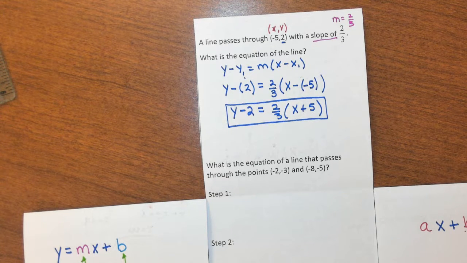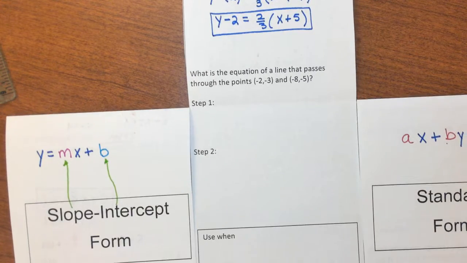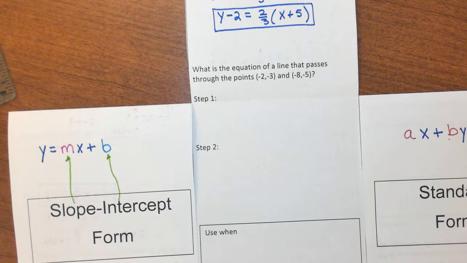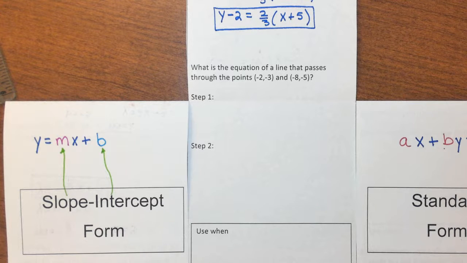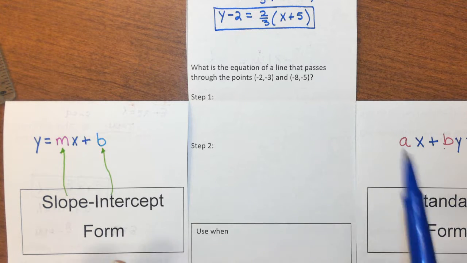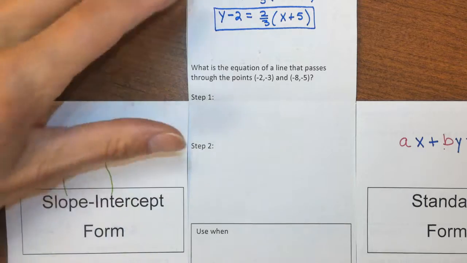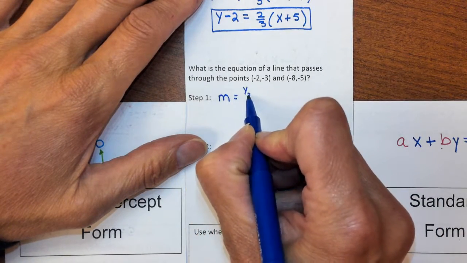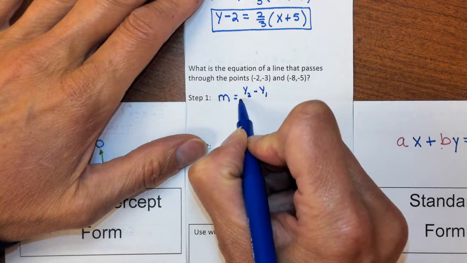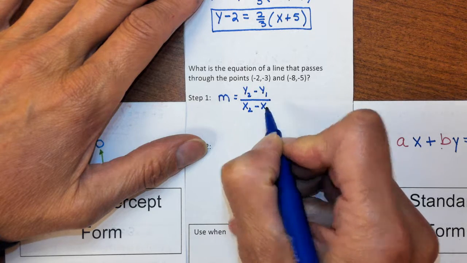So then the next section that we have is what is the equation of a line that passes through the points -2, -3, and -8, -5. So here I'm given points, I'm not given a slope. So whenever I have that situation, I have to find the slope first. So my slope is y sub 2 minus y sub 1 divided by x sub 2 minus x sub 1.